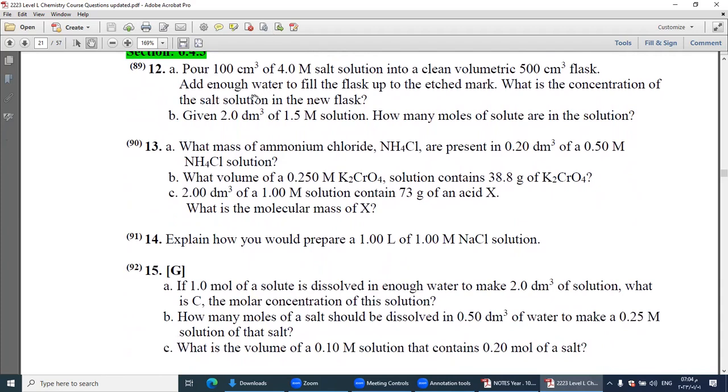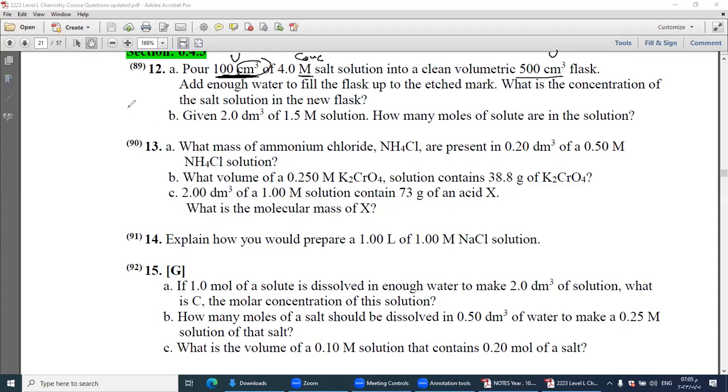أول حاجة بيقول هنا إيه؟ Pour 100 cm cubed of 4 M salt solution into a clean volumetric flask of 500 cm cubed. Add enough water to fill the flask up to the mark. What is the concentration of the salt solution in the new flask? هنعمل مع بعض هنا underlining ونحط الـ units. سنتيمتر كيوب، يبقى انت كده جايب إيه؟ volume. و M كابيتال يعني مولر، يعني concentration.